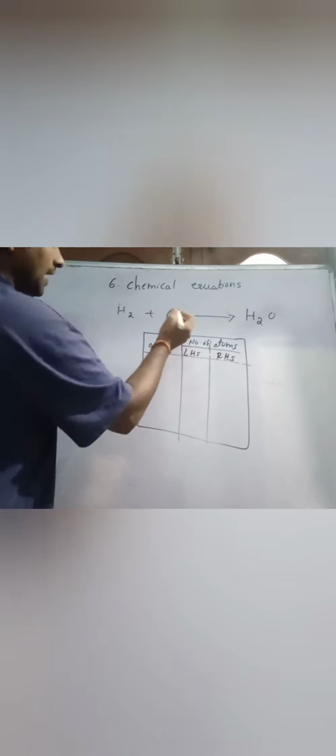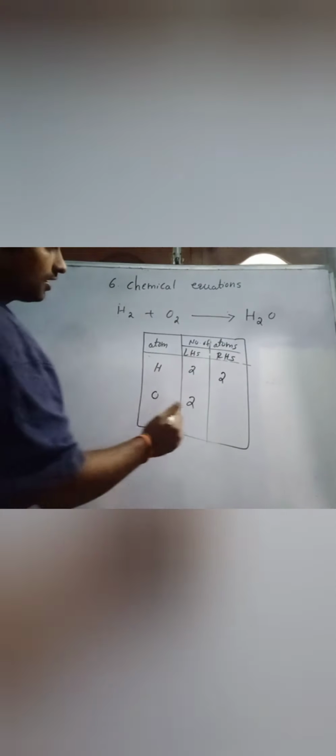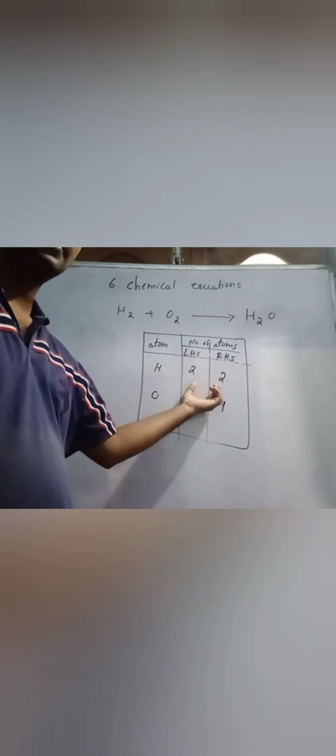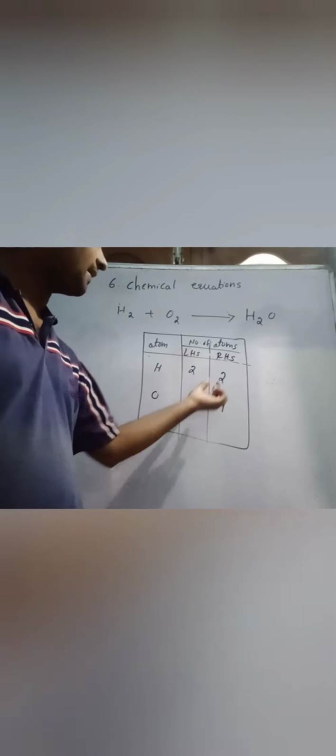number of atoms in LHS and RHS. Here there are only two kinds of atoms, hydrogen and oxygen. In LHS, number of hydrogen atoms is equal to 2 and oxygen atoms is equal to 2. But in RHS, hydrogen atoms is equal to H2 means 2 and O here only 1. So oxygen atoms is equal to 1. But this is an unbalanced equation because hydrogen atoms are balanced, but oxygen atoms in LHS 2, but RHS only 1.